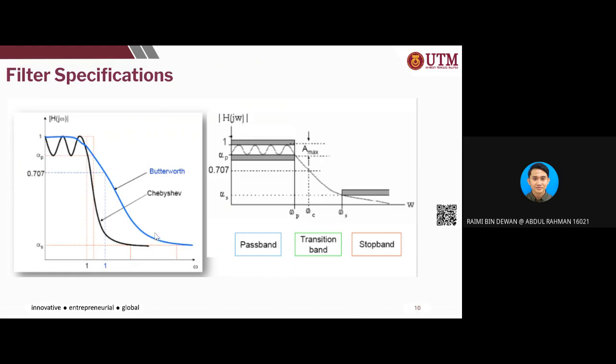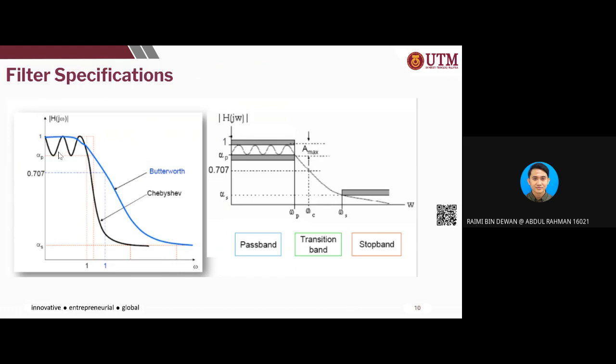Now we go to the next one, which is filter specification. As you have been informed, we only cover two types of filter response, which are Butterworth and Chebyshev. Let's observe and analyze this slide. So this is our filter response, and the blue one shows our Butterworth filter response, and black shows the Chebyshev filter response.